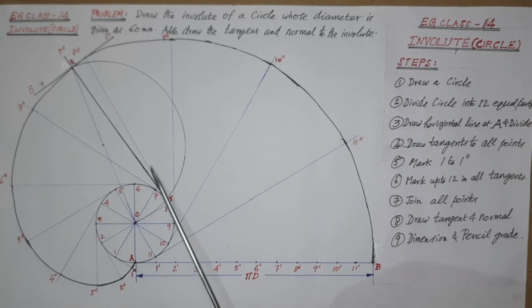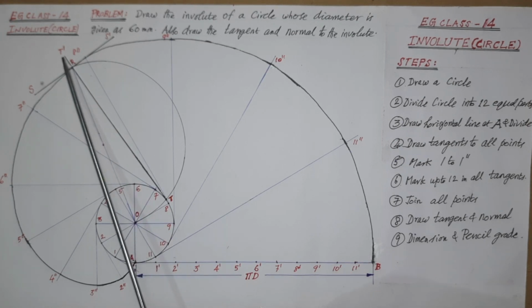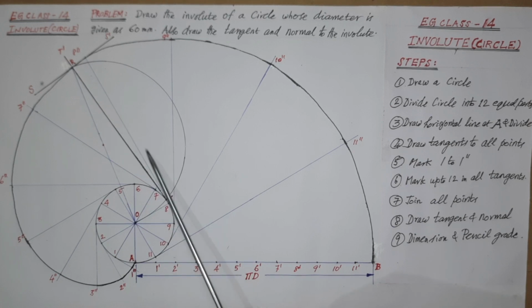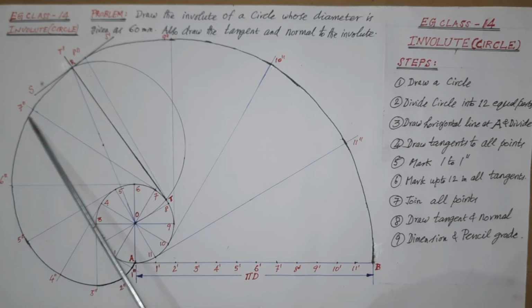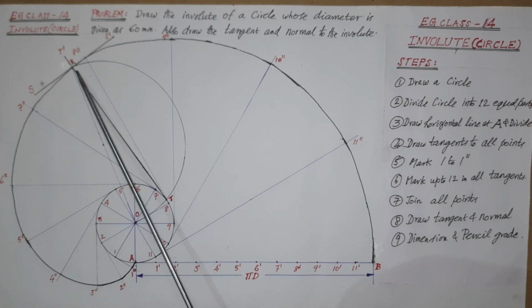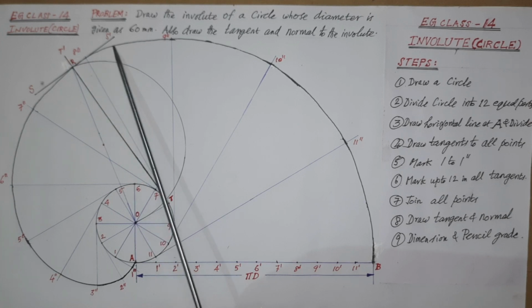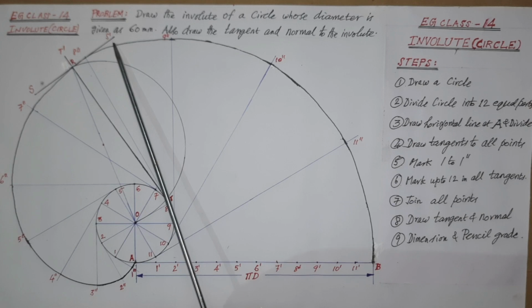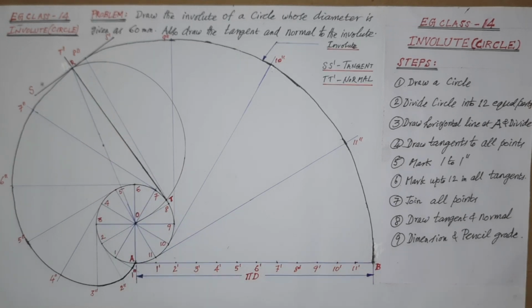Join this T with the point R and extend, then name it as T dash at the end, so that T to T dash is the required normal to the involute at the point R as shown. Now draw a perpendicular line to this normal through R, touching the involute as shown. Mark this as S to S dash, and this is the required tangent to the involute at the point R.